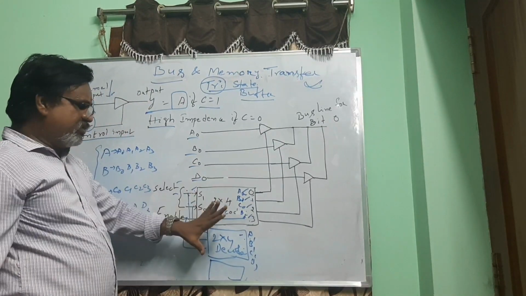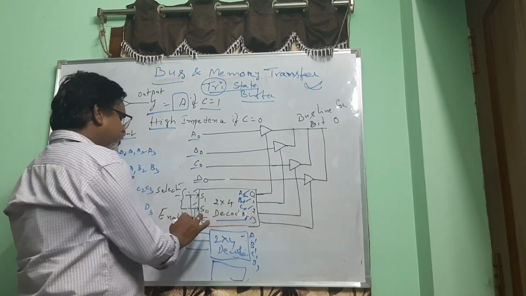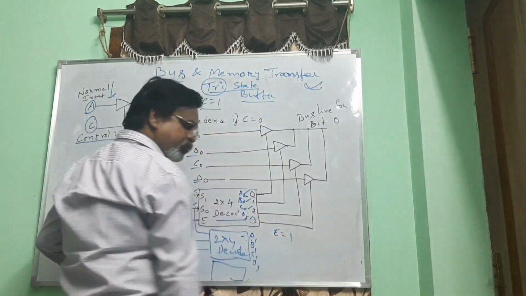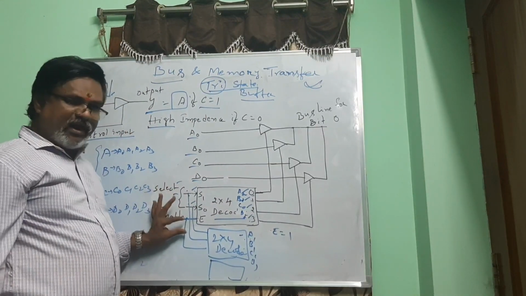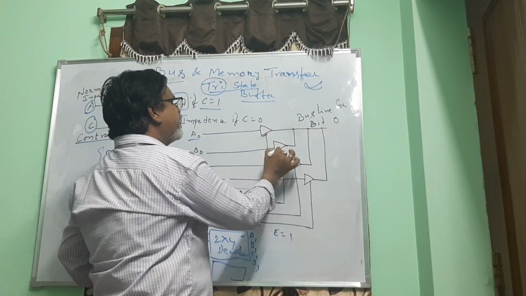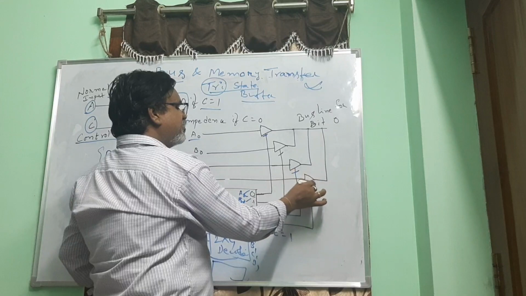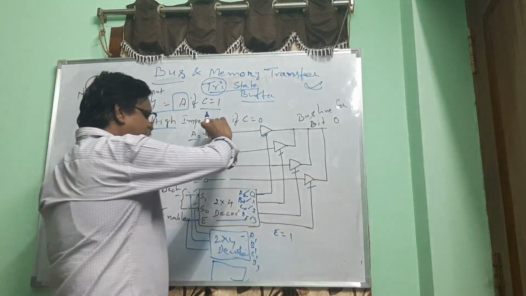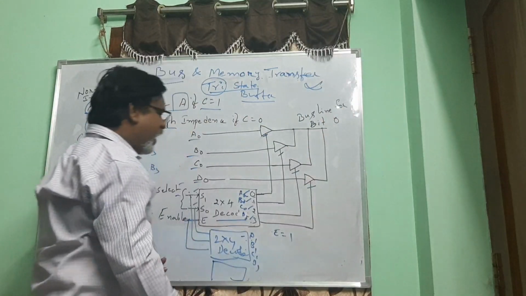Now this is giving the input value. Let us assume this enable value now becomes 1. The moment this enable value becomes 1, the high impedance state does not come into the picture. This will be transmitted as it is.